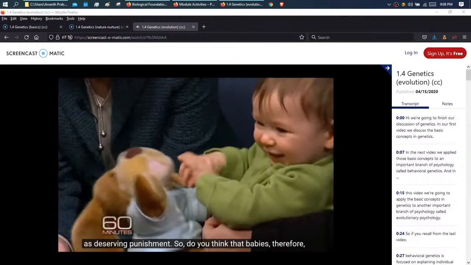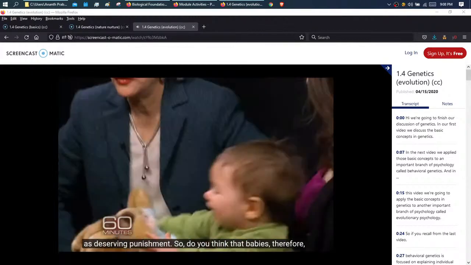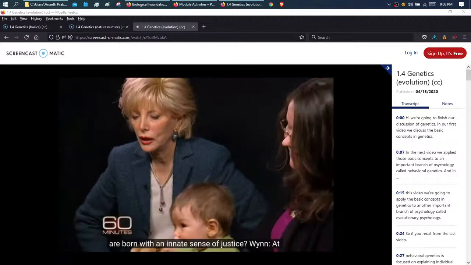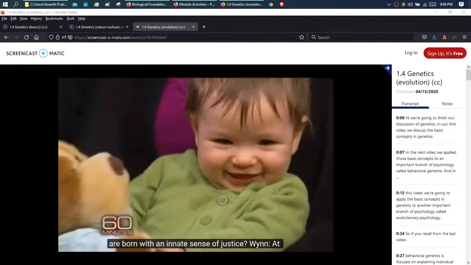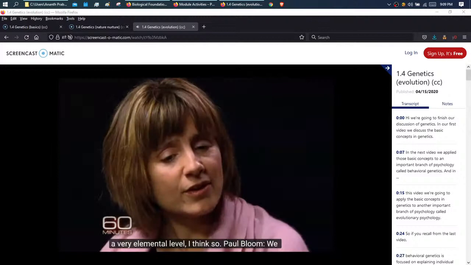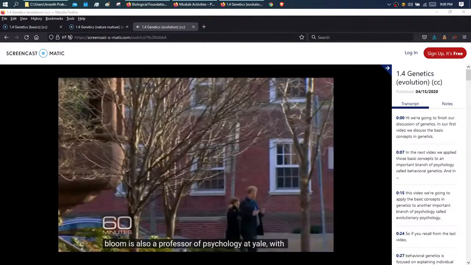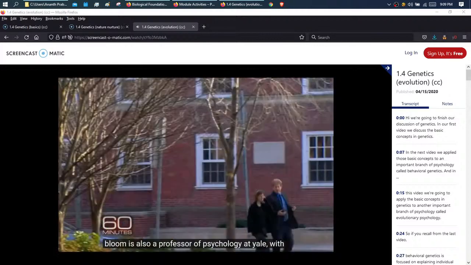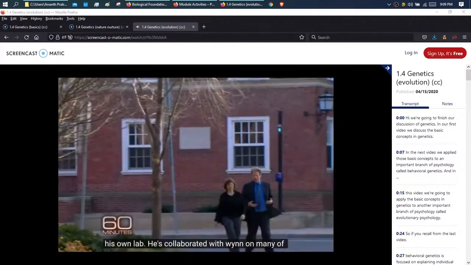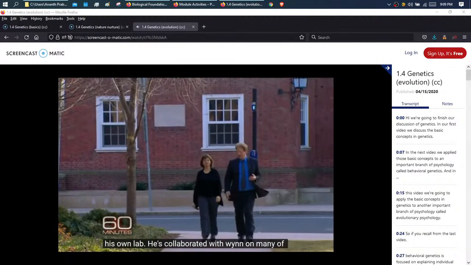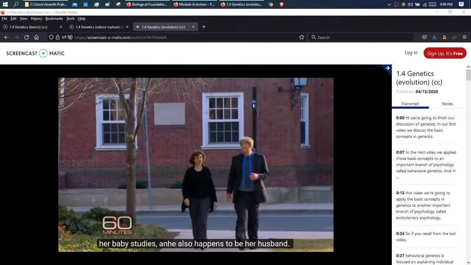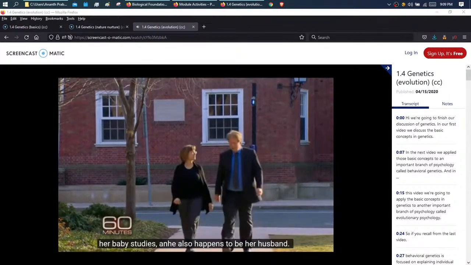So do you think that babies, therefore, are born with an innate sense of justice? At a very elemental level, I think so. We think we see here the foundations for morality. There's some way to do the punishment. Paul Bloom is also a professor of psychology at Yale with his own lab. He's collaborated with Wynne on many of her baby studies, and he also happens to be her husband.